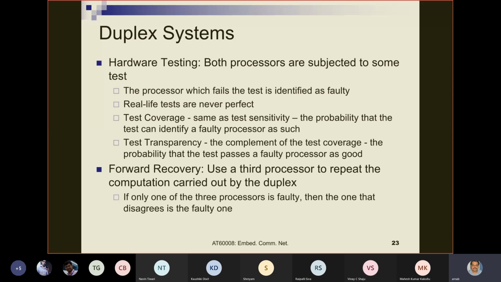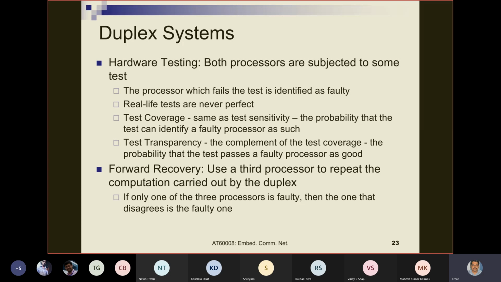So then what comes next: we will finish off with duplex systems, then we will go to Byzantine failures, and then in the next class we will go into embedded communication network analysis from tomorrow. And there we will obviously be using all the concepts that we have learned till now.